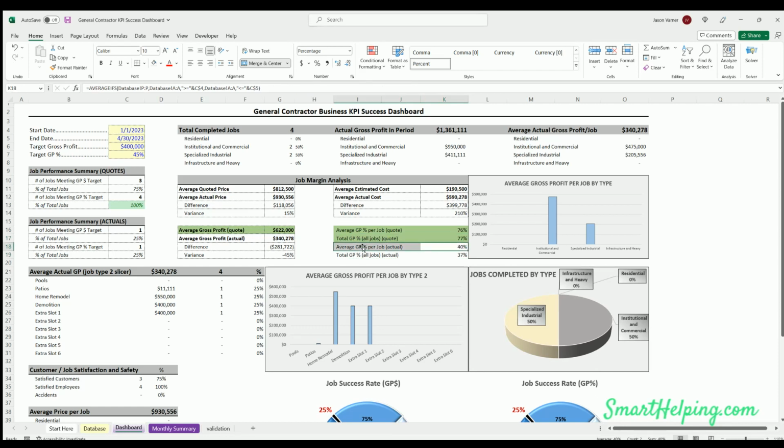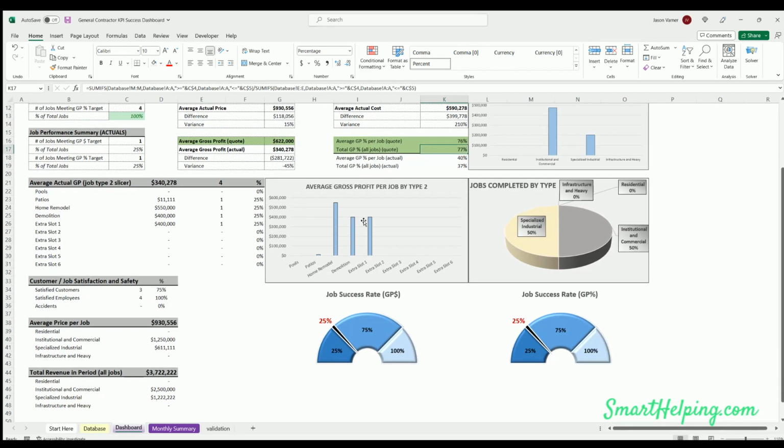This is actually doing it on a per job basis, so this is not weighting the amount. So it's saying, if one job was 30% margin, one job was 80%, one job was 50%, it doesn't matter how big each of those jobs were. This is just doing the average of the percentages for here and this one.